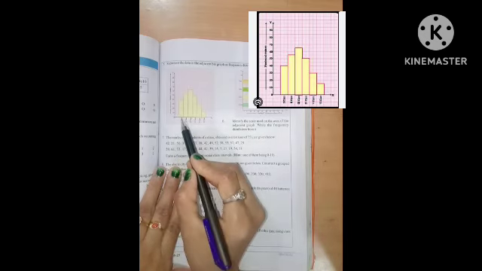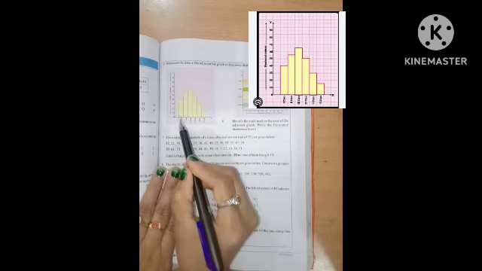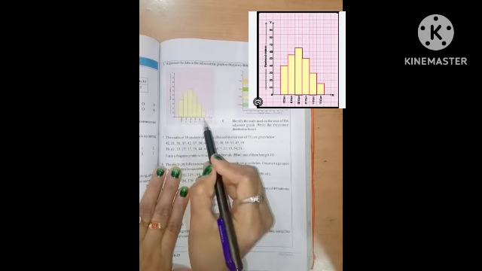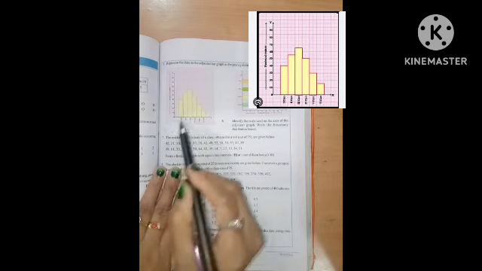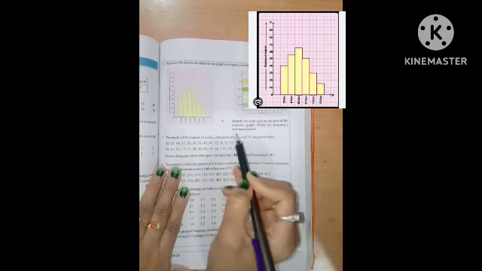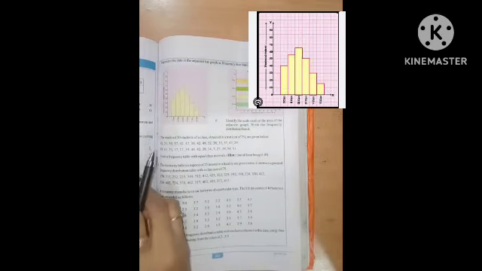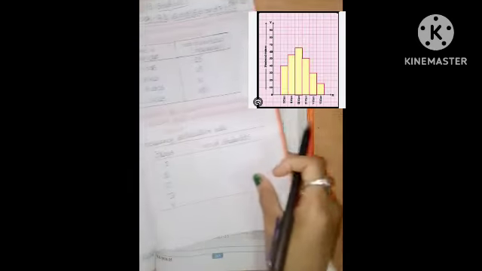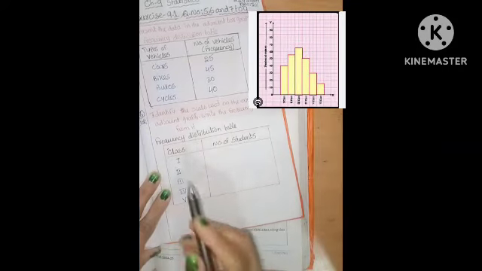The x-axis is the class intervals. One class interval is represented. Yeah, this is the scale only. Next, what is asked? Write the frequency distribution table from this graph. So first we write the frequency distribution table. Let us see the solution for this problem.